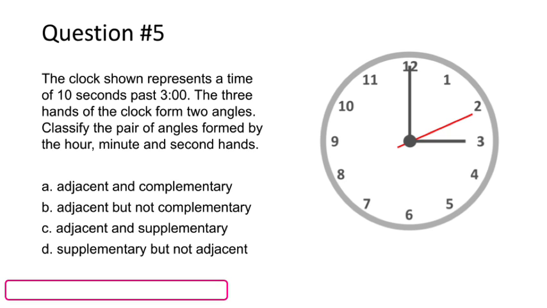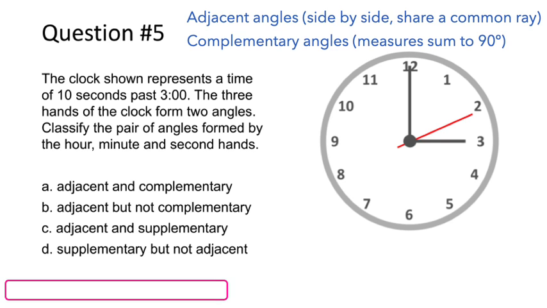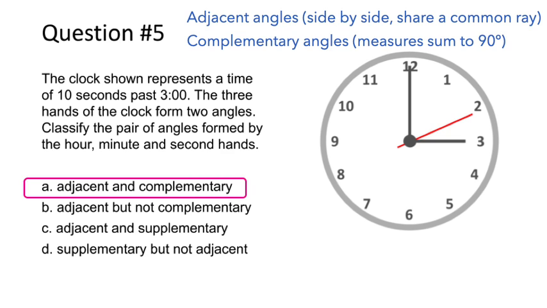Question number 5. Let's see how you did on this. Classify the angles formed by the hour hand, which is the shorter black hand, the minute hand, which is the longer black hand, and the second hand, which is the red hand. Classify those 2 angles that are formed. Hopefully you know they're next to each other. They're adjacent. They share a common ray. So therefore, because they form a 90 degree angle, they are complementary. And so the correct answer would be option A, adjacent and complementary.